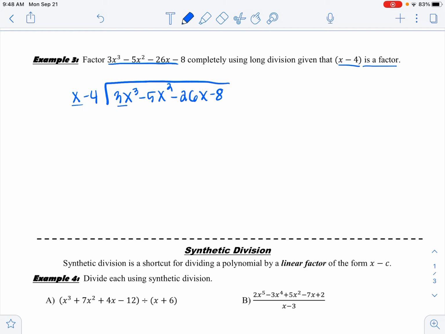All right, what do I multiply x by to get a 3x cubed? That's 3x squared.